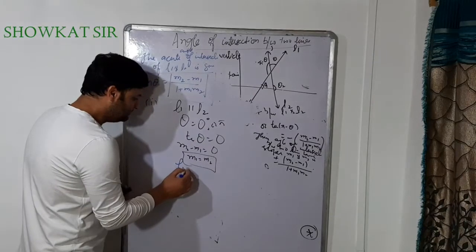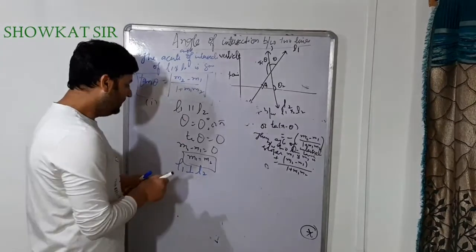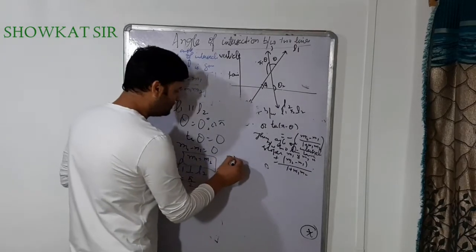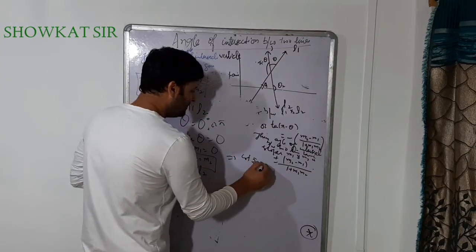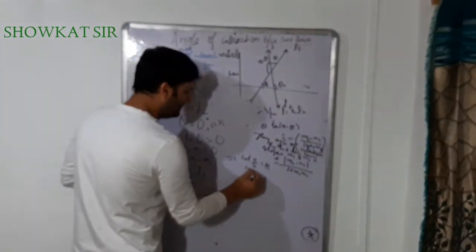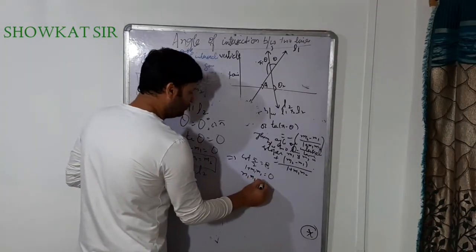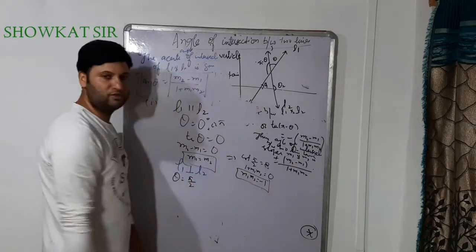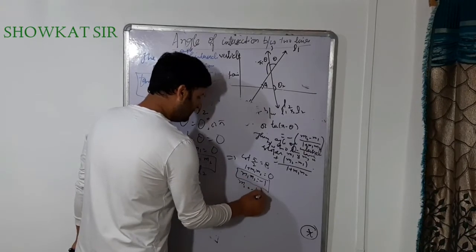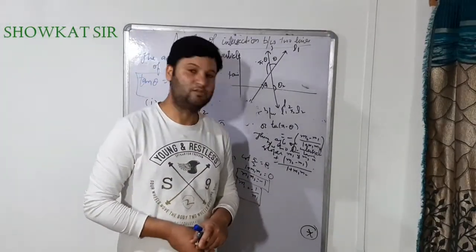Now if L1 is perpendicular to L2, it means theta is equal to pi by 2, which implies cot of pi by 2 is 0. Cot pi by 2 means the reciprocal of tan, and that means 1 plus M1 M2 is equal to 0. So this gives M1 into M2 is equal to minus 1. The product of their slopes is equal to minus 1, or M2 is equal to minus 1 by M1. So from here also we determined the conditions of parallelism and perpendicularity of two lines.